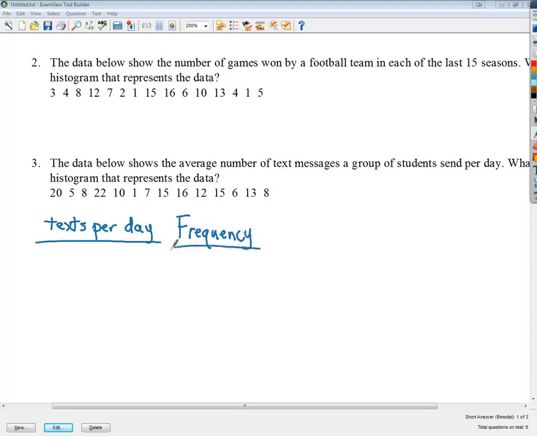Here I have it going up to 22, and my lowest value is 1, so somebody's only doing 1. So I might do groups of 5. So 0 to 4, 5 to 9, 10 to 14, 15 to 19, and then 20 to 24. That should get everything covered.